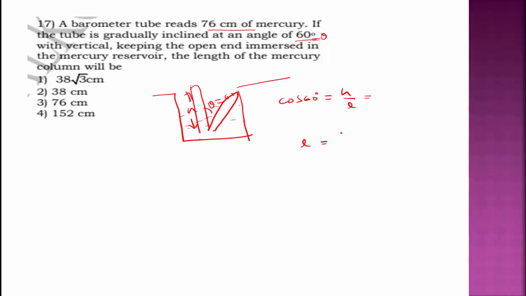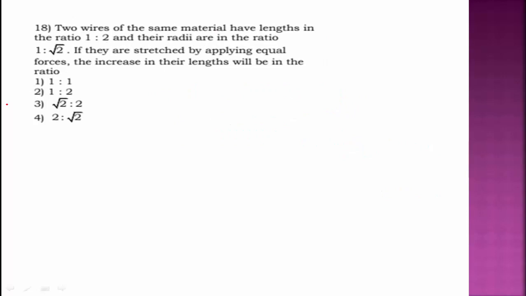Then L is equal to H divided by cos 60 degree. Height is 76 centimeter divided by cos 60, that is 1 by 2. Then L is equal to 152 centimeter. Option 4 is the right answer.